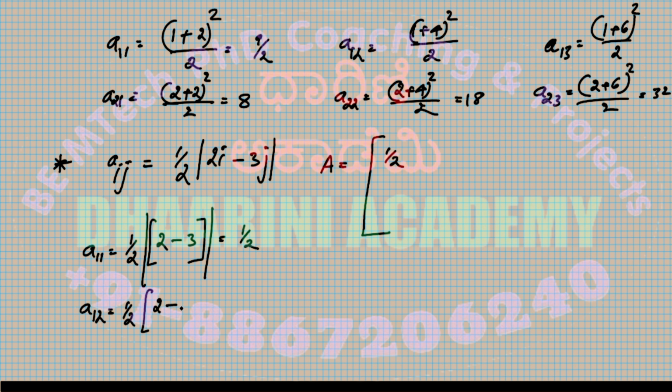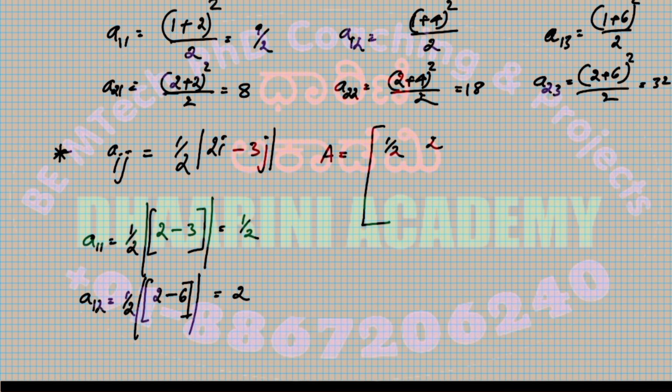All right. Similarly, calculate A12, that is half of, i is equal to 1 and j is equal to 2. So 3 into 2 is 6. I have to take its magnitude. So 2 minus 6 is minus 4. It becomes plus 4 because of the magnitude, divided by 2. So A12 becomes equal to 2. Okay, then let's go for A13. This is equal to half magnitude of 2 minus 3 into 3, that is 9. Its magnitude. So minus 7 by 2 becomes plus 7 by 2.